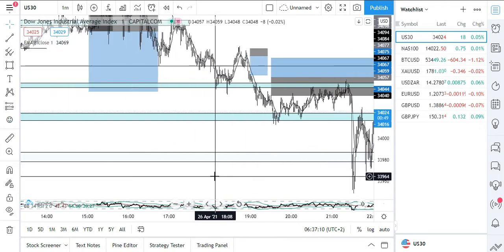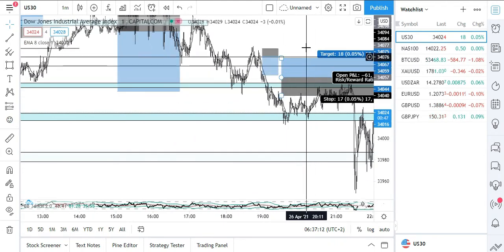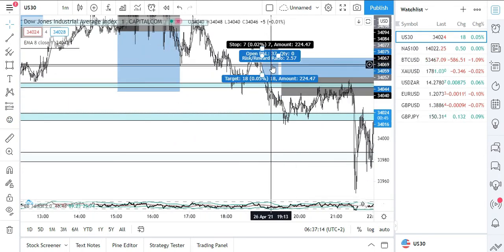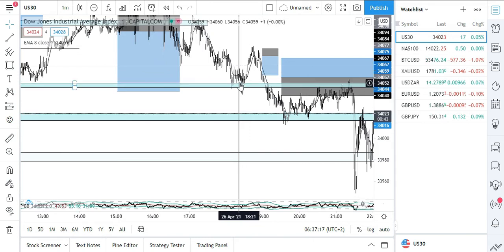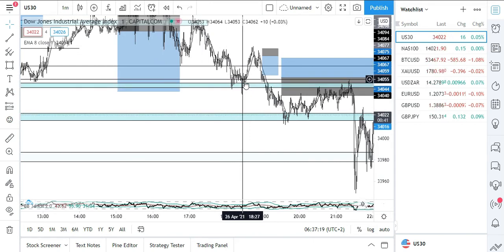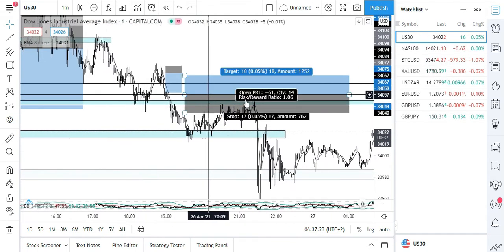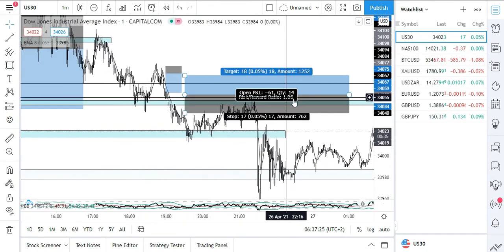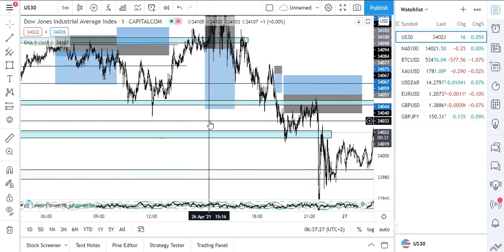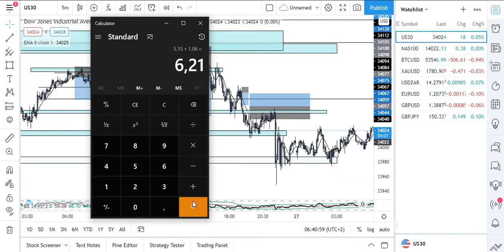Good trade. But also this trade I had here was before this one, and it was a trade I took from this little accumulation taking place here. From this little accumulation, I took a buy trade, and then we locked in 1.06R on that trade. So with 6.21R, we still ended the day pretty well. 6.21 is pretty good.